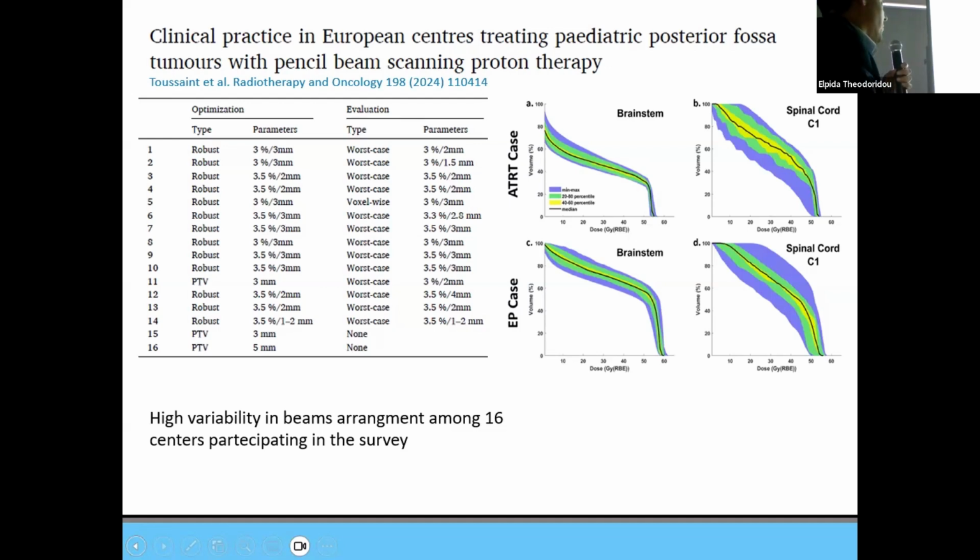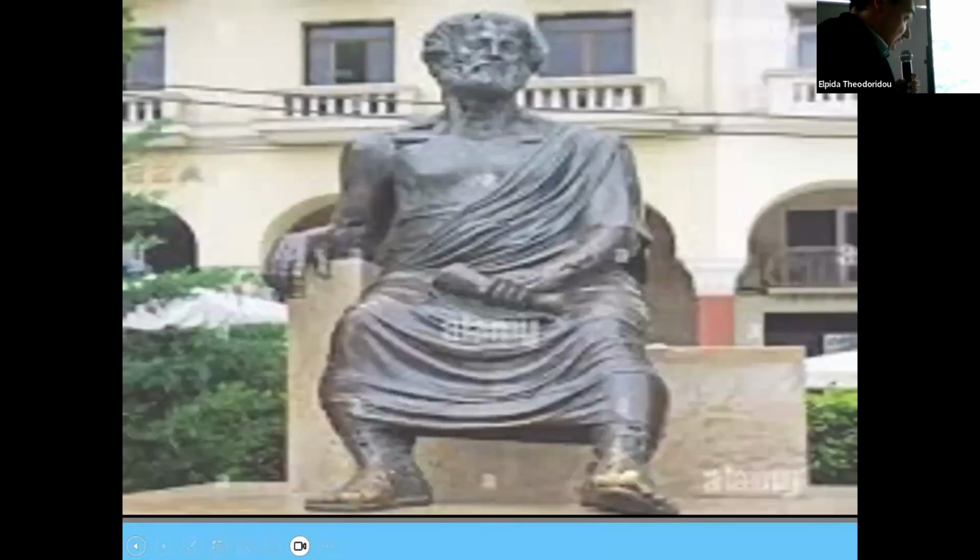There are three out of 16 facilities that are still optimizing with the planning tumor volume. This is something that we have to delete. The rest are planning with the CTV in a robust way. But the most important thing is that someone used 2 beams, someone used 3 beams, someone else 4 beams with different angulation, and it is something that has to be standardized. Last slide.